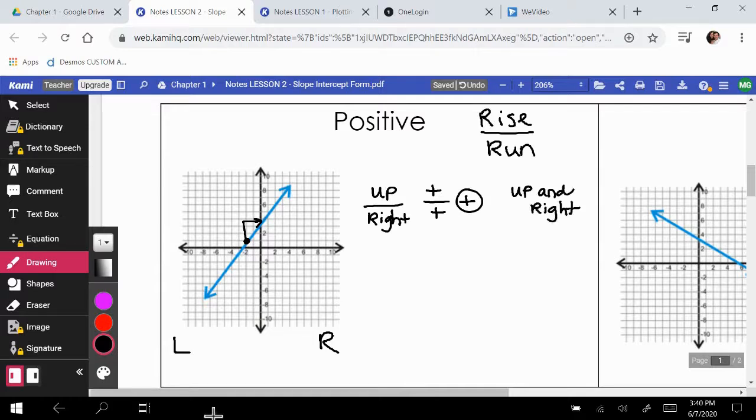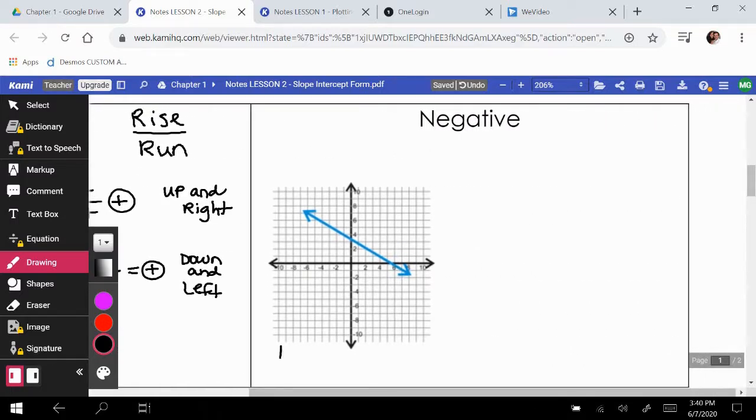Okay. Again, another option would be to go down and to the left. Remember, the rise here would be down and the run would be to the left. Down is negative, and to the left is negative. And what's a negative divided by a negative equal? That's going to be a positive. So again, down and left would also give us a positive slope for a line.